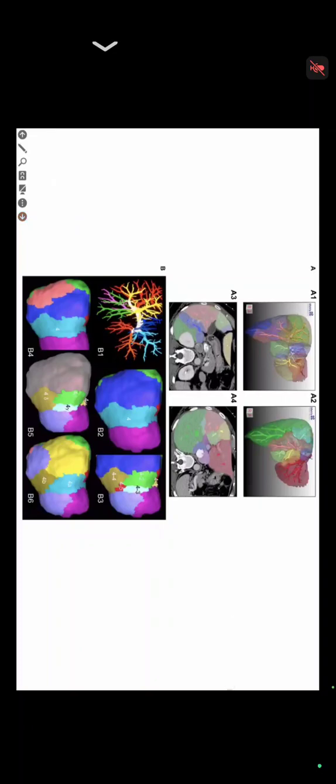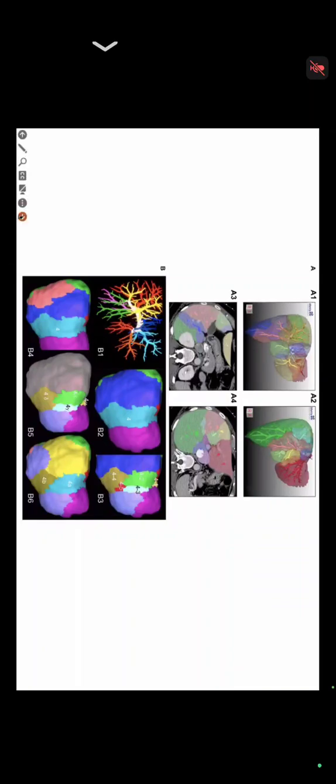So this is Mavis software. It is frequently used in most of the centers to see the intrahepatic biliary and vascular anatomy, as well as to see the tumor burden, and it's essentially 3D reconstruction. So it's coming up. It should be widely used in most of the high volume centers.